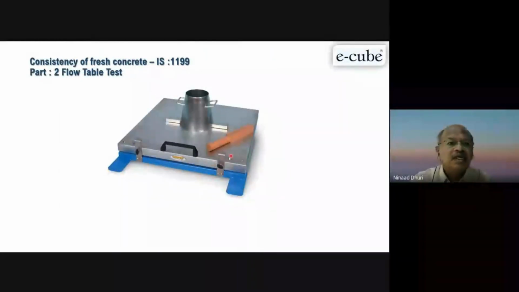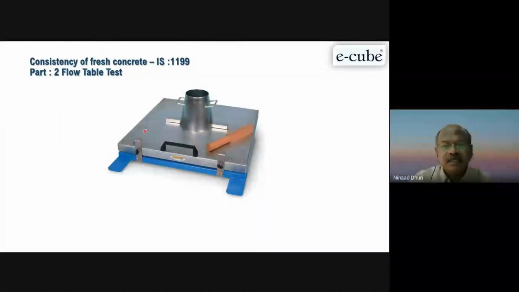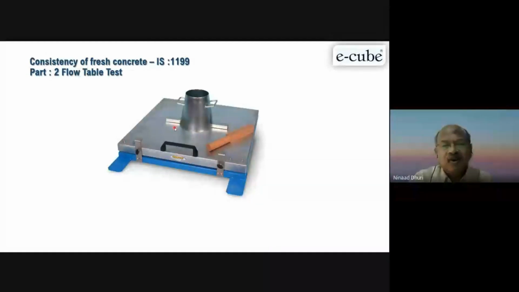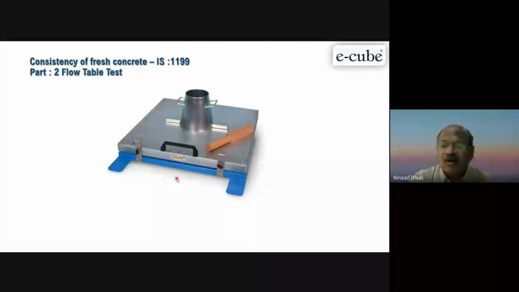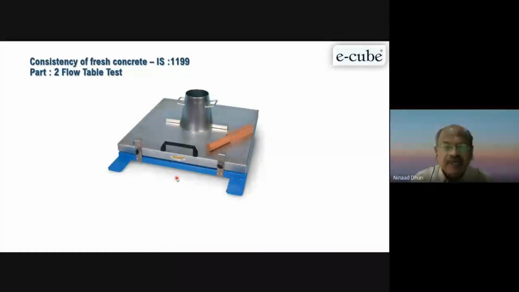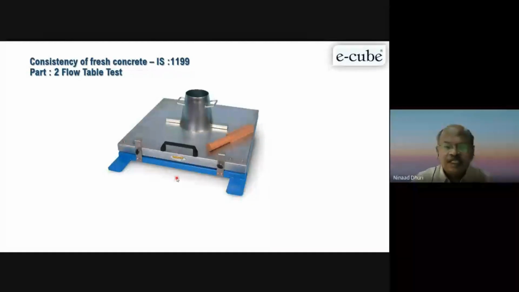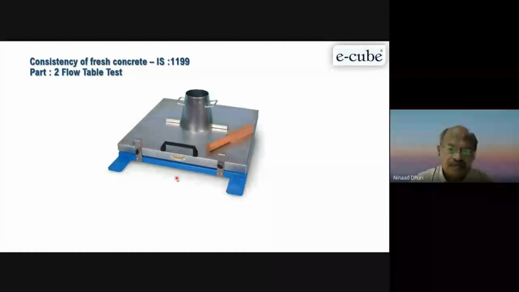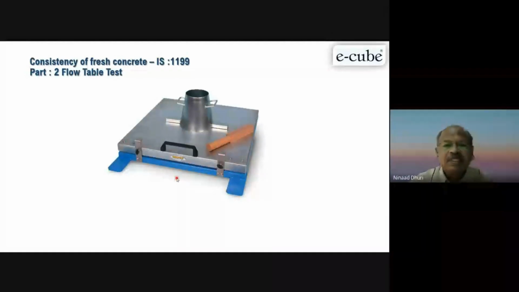This is the actual photographs of the equipment, the flow table, and this height is 40 mm. So we have to lift 40 mm and drop it 15 times. With that impact, your concrete will spread, and that spread you have to measure. That is called flow.